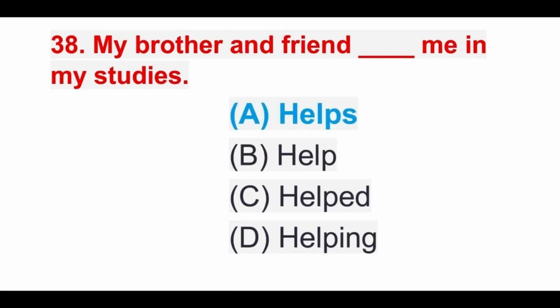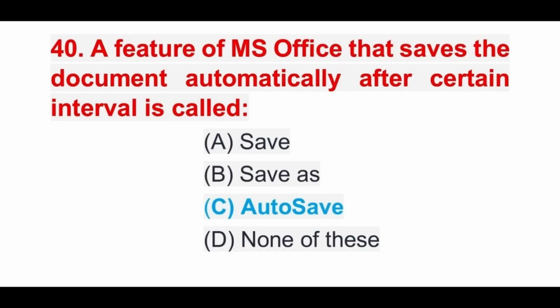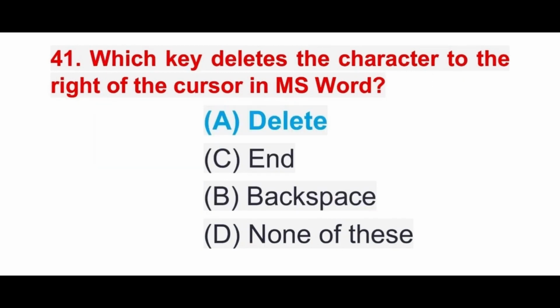Question number 38. My brother and friend help me in my studies. That answer is helps. Question number 39. The meaning of put out is extinguish. Question number 40. A feature of MS Office that saves the document automatically after certain interval is called autosave. Question number 41. Which key deletes the character to the right of the cursor in MS Word? That answer is delete key.